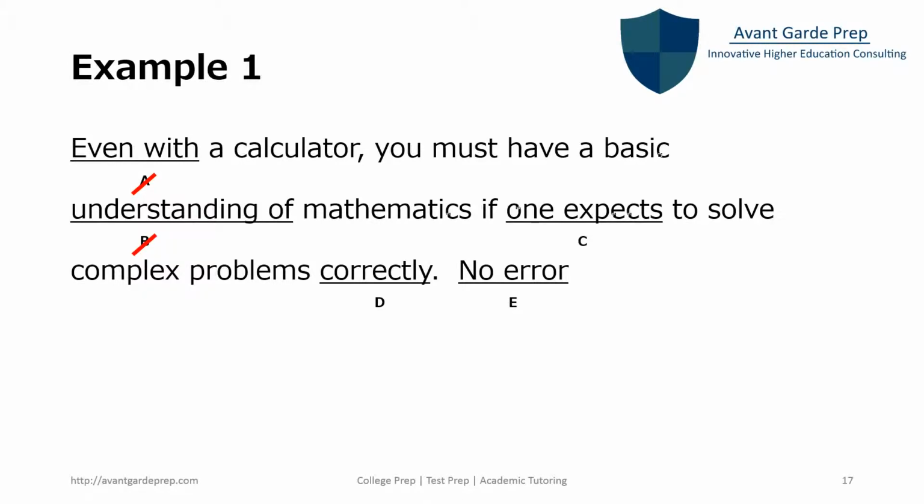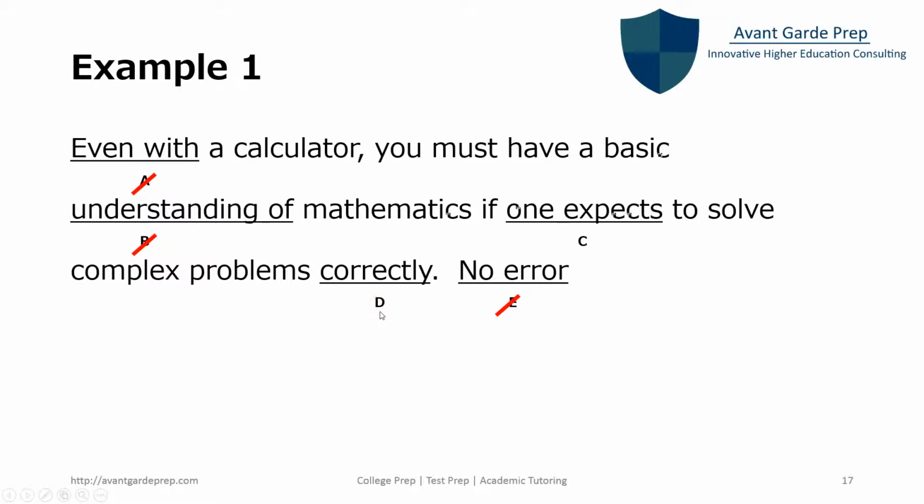C, one expects, we have a pronoun, so we're always going to check to make sure that it matches the noun that it is replacing, and our noun that it's replacing is you, and this is where we have a problem. You is second person, the pronoun one is third person. So it looks like we have an error, which means E is not going to be our answer, but let's just consider D to make sure.